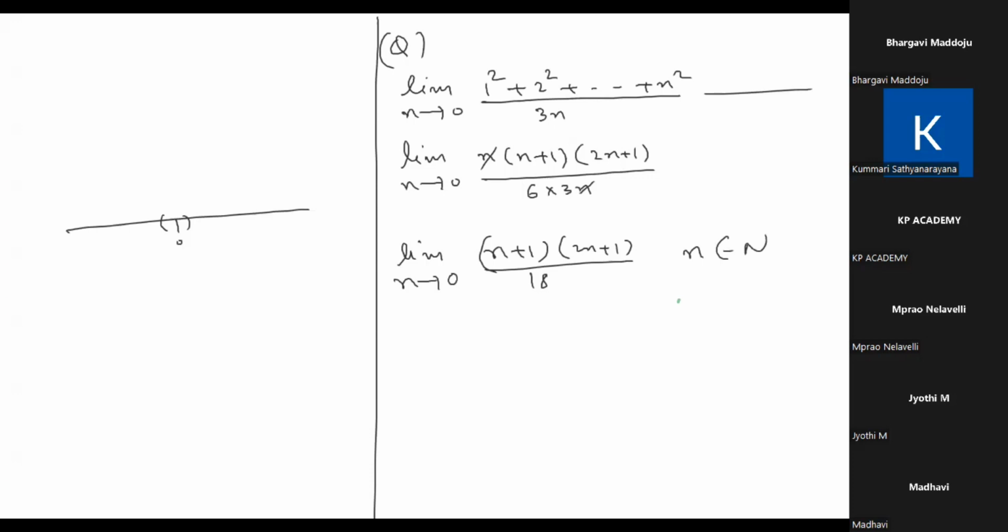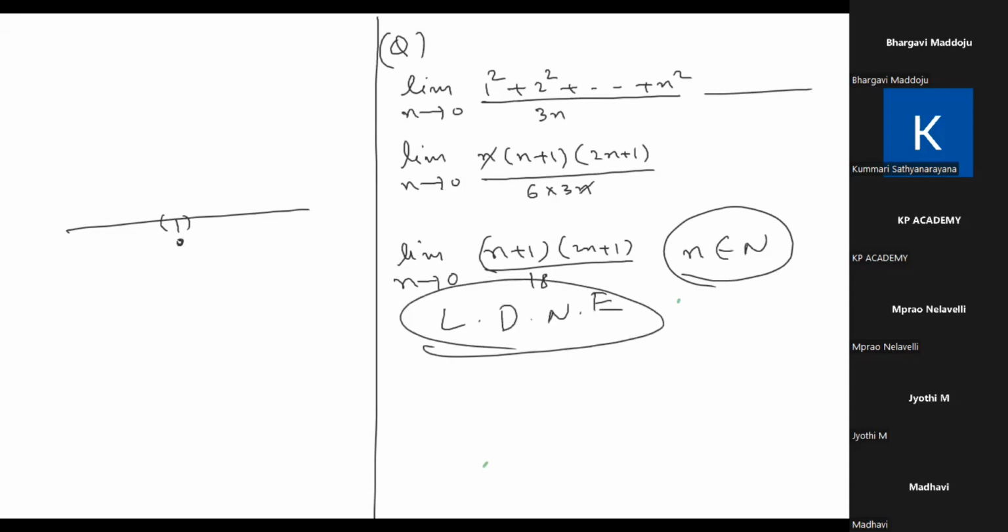Right? Natural numbers. The reason is, 1 square, 2 square, 3 square, up to n square is the sum of the squares of the first n natural numbers. Now tell me, in the neighborhood of 0, what is the natural number? There is no natural number. So therefore, this limit does not exist.